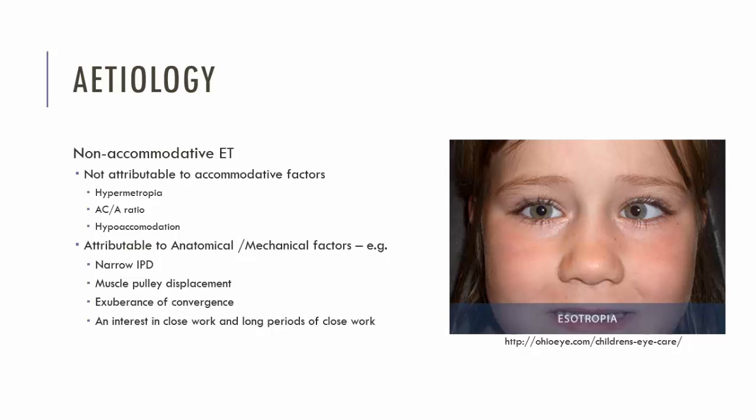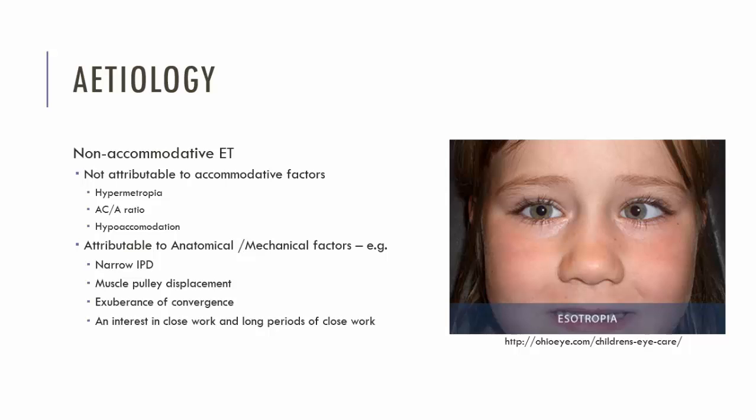So what is the cause of a non-accommodative esotropia? Well, in order for it to be classified as a non-accommodative esotropia, there has to be no accommodative reason for the deviation. So it can't be that the patient is hypermetropic. What I mean by this is that if they are hypermetropic, when you prescribe the hypermetropia, there is no change to the deviation. So the hypermetropia is not linked to the size of the deviation or the control of the deviation.